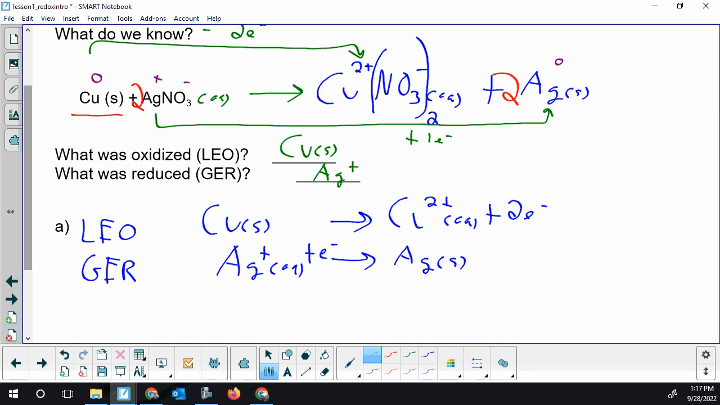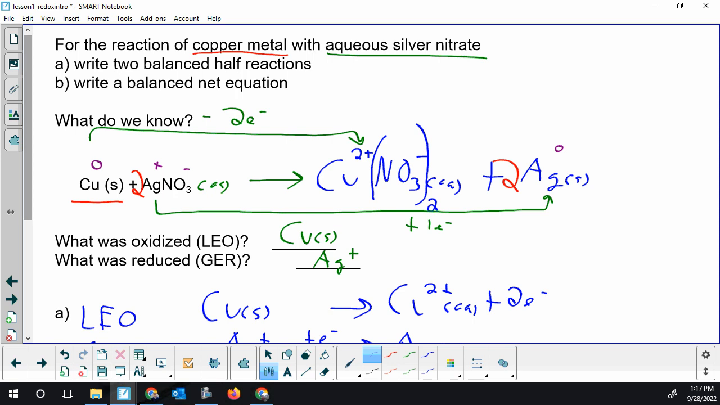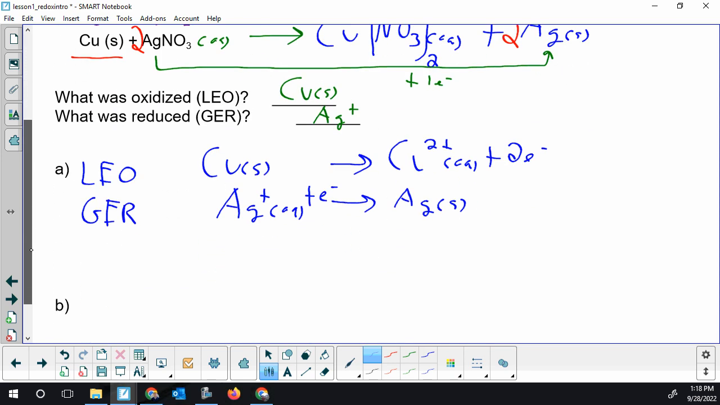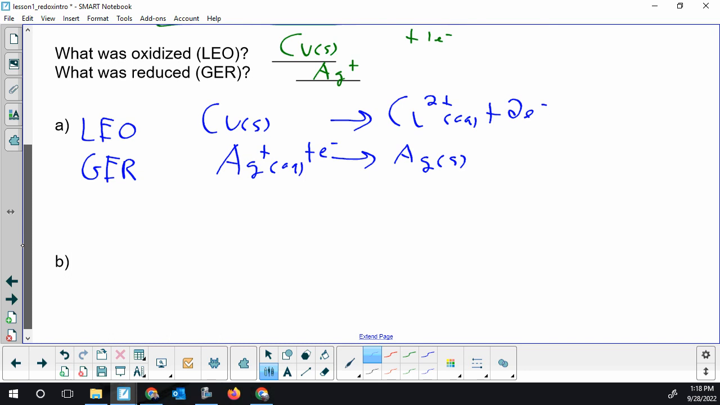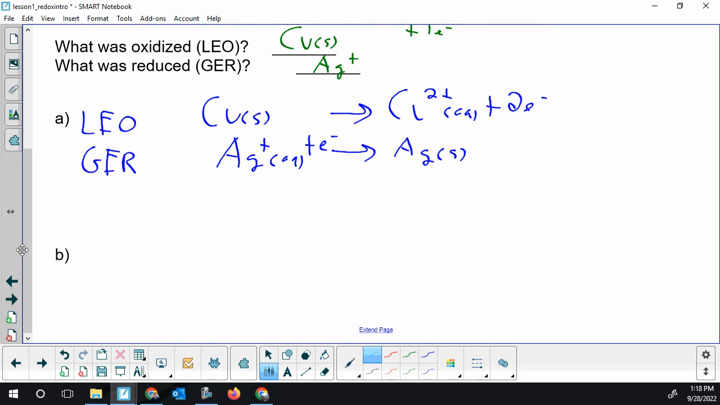Now, I forgot to put the electrons in at the beginning. And as soon as I went to write them at the end, my brain went, that's not reduction. And I put them on the proper side. So these two don't net up. They're just half reactions that represent the 2 processes. So we've answered A, write the 2 balanced half reactions. B is what's the net?